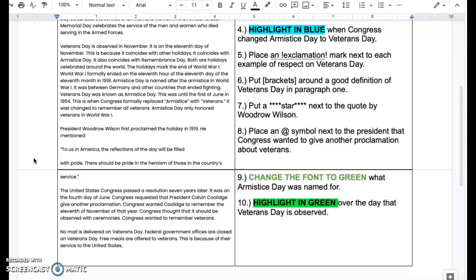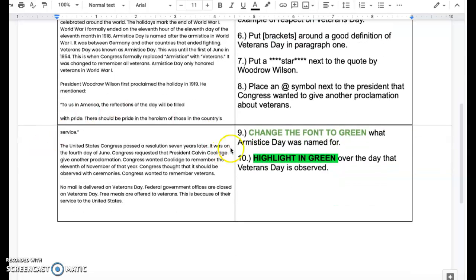No mail is delivered on Veterans Day. Federal government offices are closed on Veterans Day. Free meals are offered to veterans. This is because of their service to the United States.